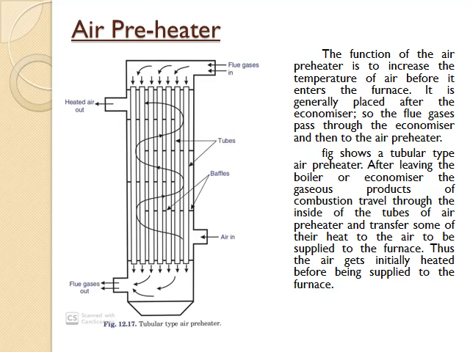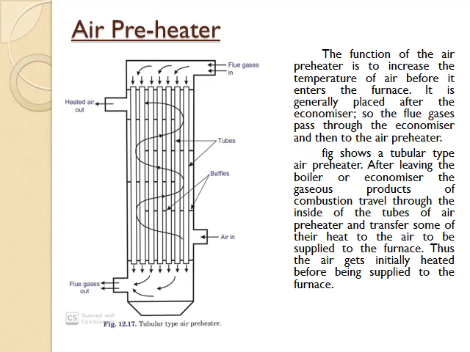Air preheater. The function of the air preheater is to increase the temperature of air before it enters the furnace. It is generally placed after the economizer, so the flue gases pass through the economizer and then to the air preheater. Figure shows a tubular type air preheater.